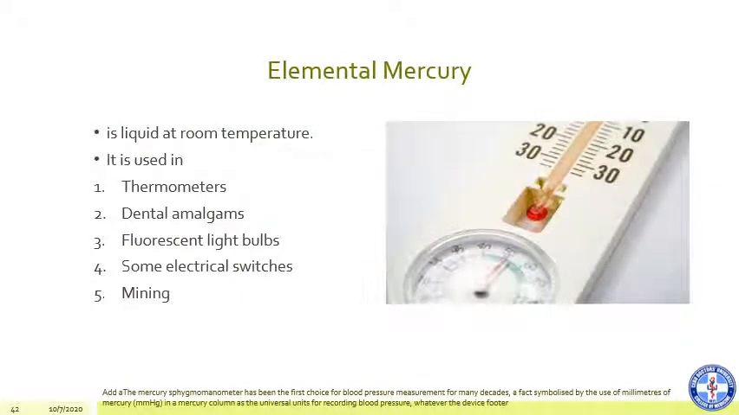First, we have elemental mercury. It is liquid at room temperature. It is used in thermometers, dental amalgams, fluorescent light bulbs, some electrical switches, and mining. It is released into the air when coal and other fossil fuels are burned.